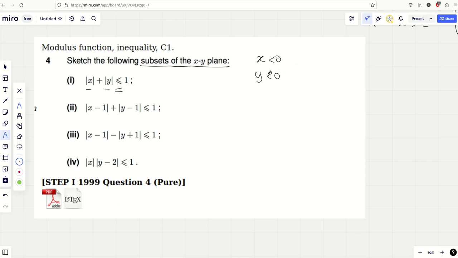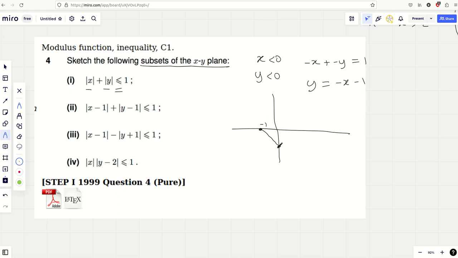Now, when x is less than 0 and y is less than 0, you're really going to have minus x plus minus y, and this is going to be equal to 1. So ignore the inequality for the moment. This is y equals, after I've added that over there and taken this over here, minus x minus 1. So when x is less than 0 and y is less than 0, you're going to be using the line y equals minus x minus 1, which goes down and passes through minus 1 and minus 1.